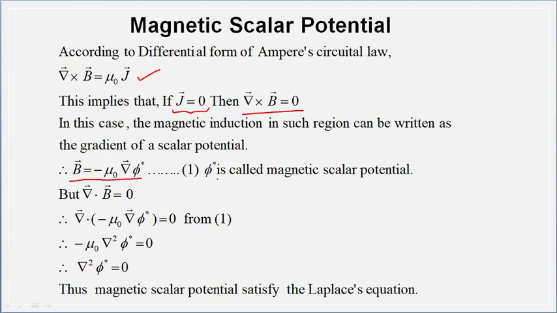So we'll see how to find out the magnetic scalar potential. Once you find the magnetic scalar potential, just finding the gradient of that and multiplying by minus mu naught, you are able to find B.